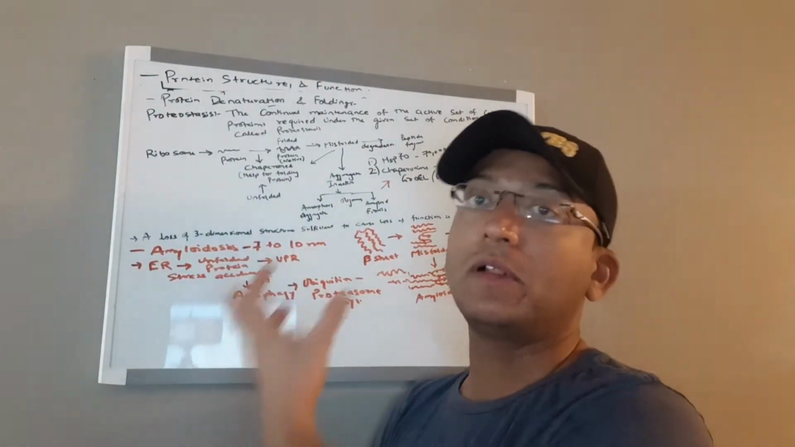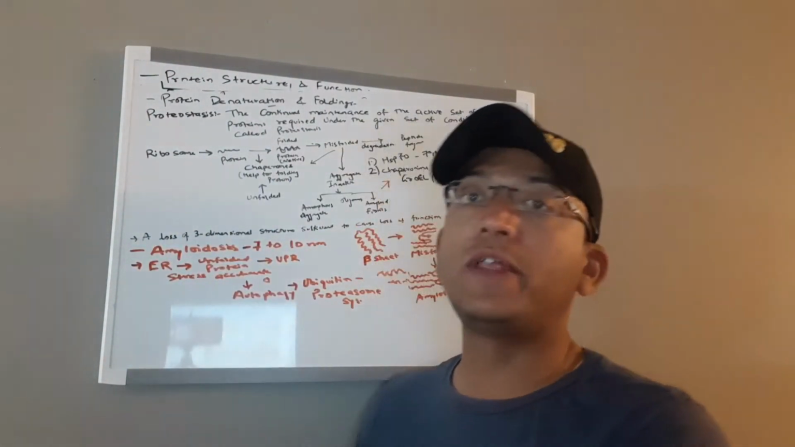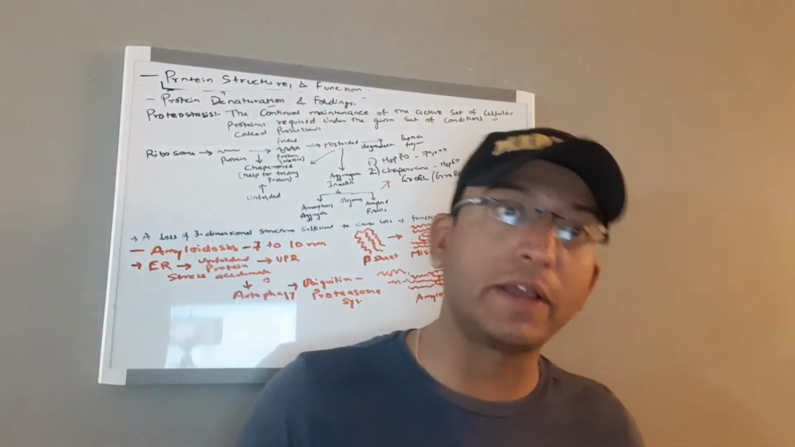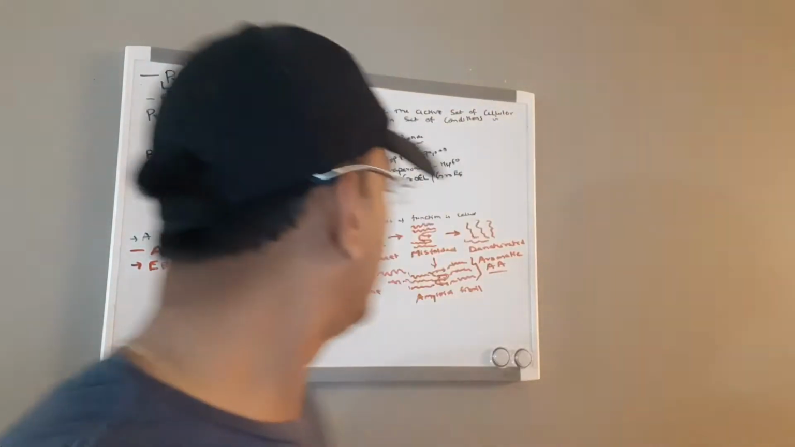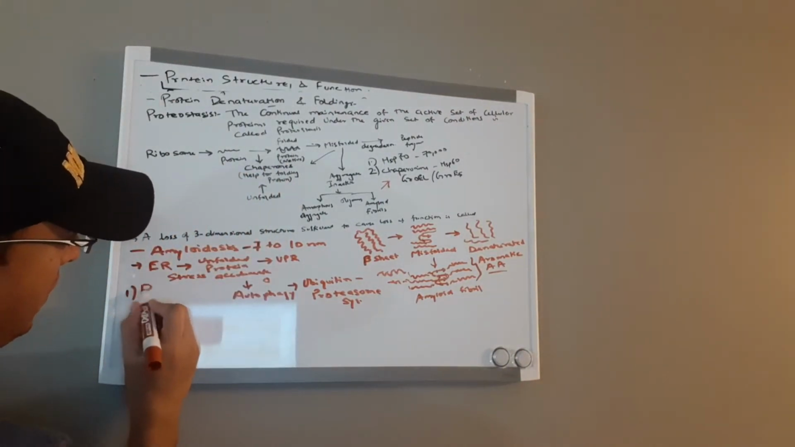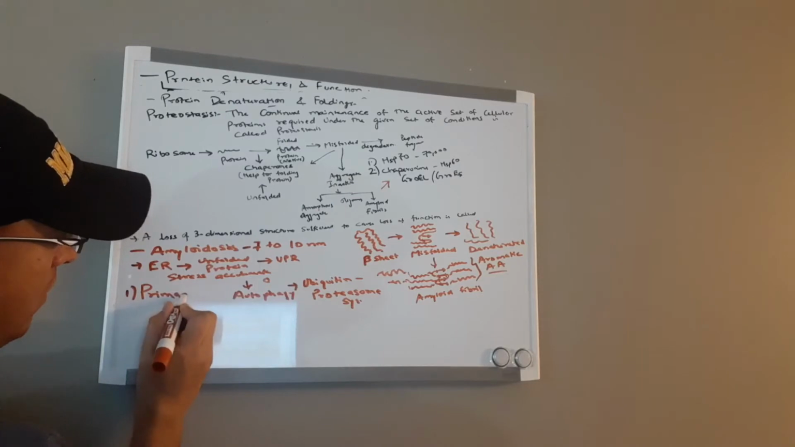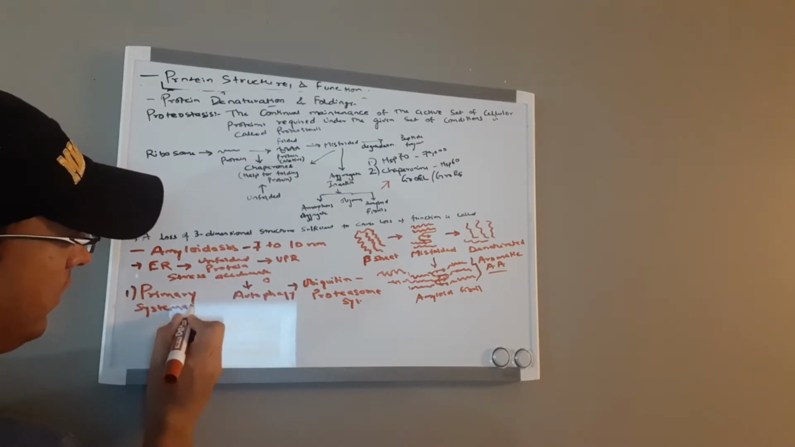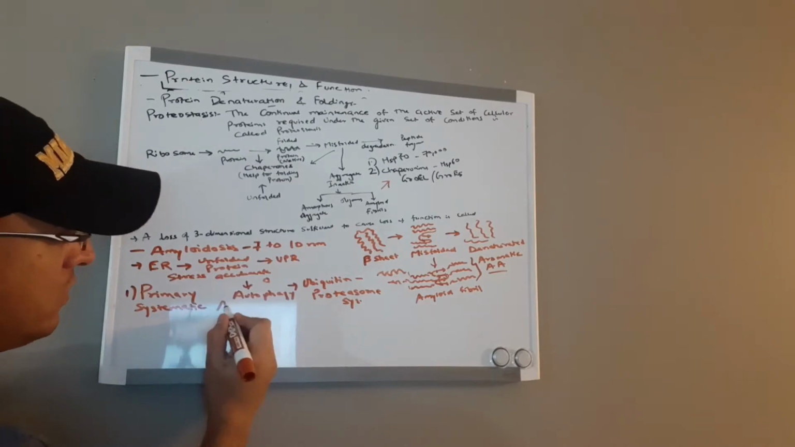So now, if amyloidosis occurs, there are different kinds of amyloidosis. Some amyloidoses are systemic, involving many tissues. The one is primary systemic amyloidosis.